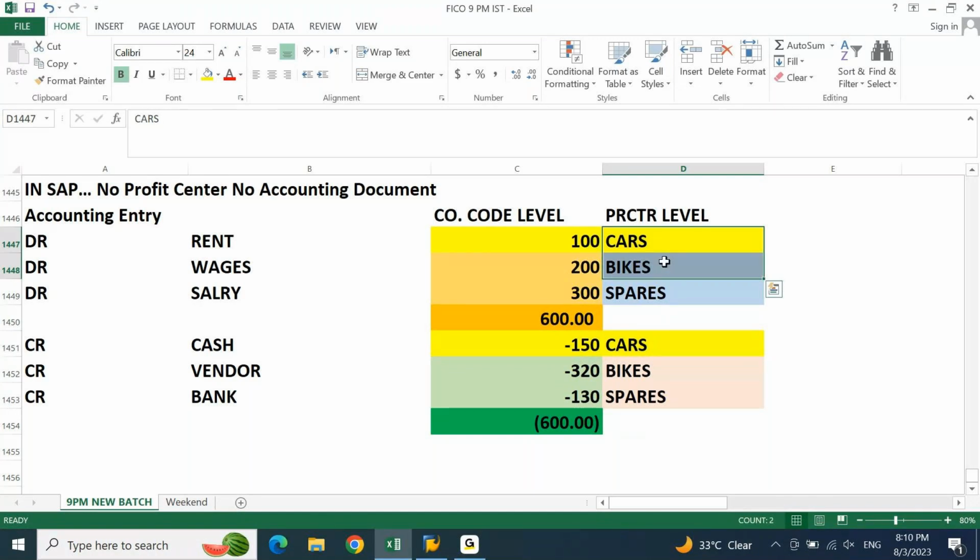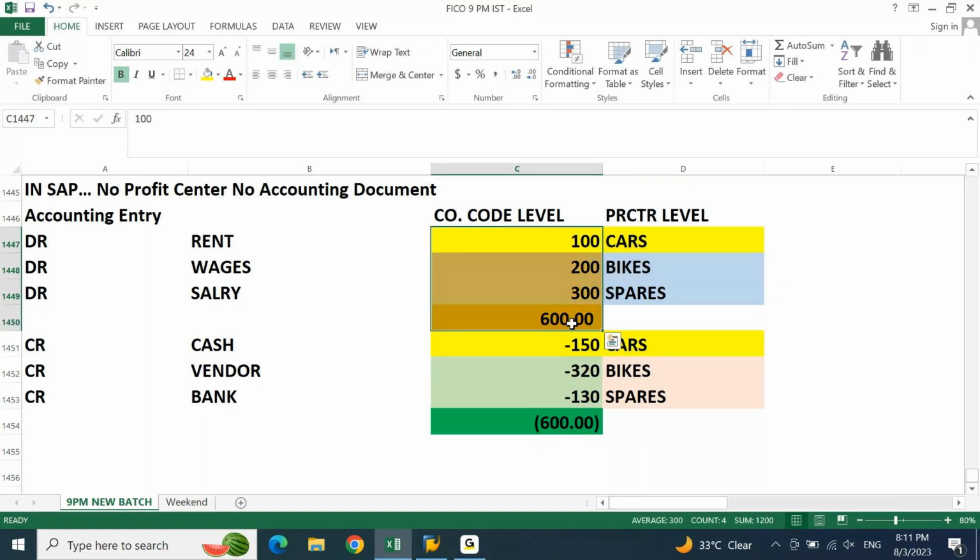Now, when I'm looking at the profit center level, that is where I need to look at the entry in a little more depth. I cannot see this accounting entry as just debit credit like that. If I am looking at the company code level, I will be focusing on what is debit, what is credit, how much debit, how much credit, which is fine. No problems with company code level debit credit.